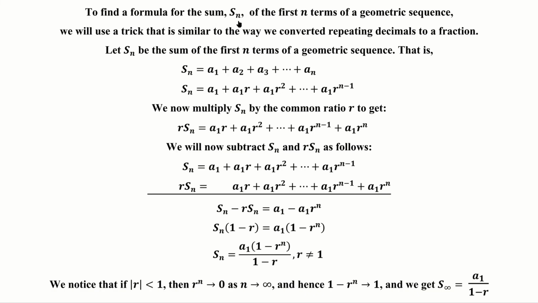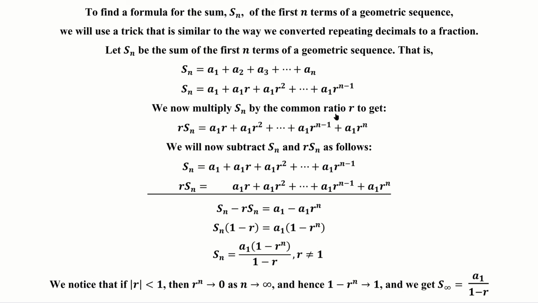Now, to find a formula for the sum Sn of the first n terms of a geometric sequence, we will use a trick that is similar to the way we converted repeating decimals to a fraction. Let Sn be the sum of the first n terms of a geometric sequence. That is, Sn is going to be a1 plus a2 plus a3 plus dot dot dot plus what? An. Now, if I actually write out what they are, remember that's going to be a1 plus the second term will be a1r, the third term will be a1r squared, etc., all the way up to the an, which is a1r to the n minus 1.